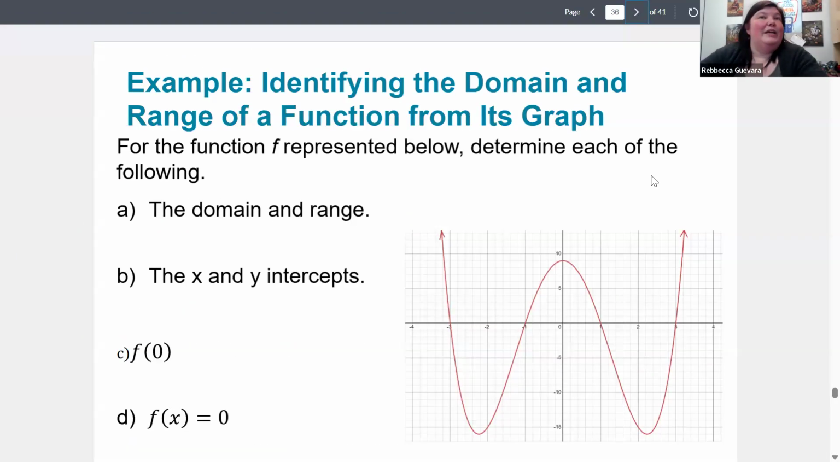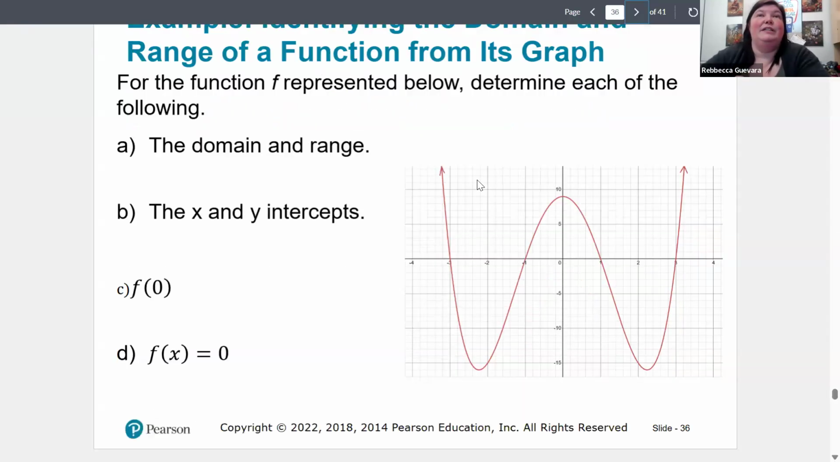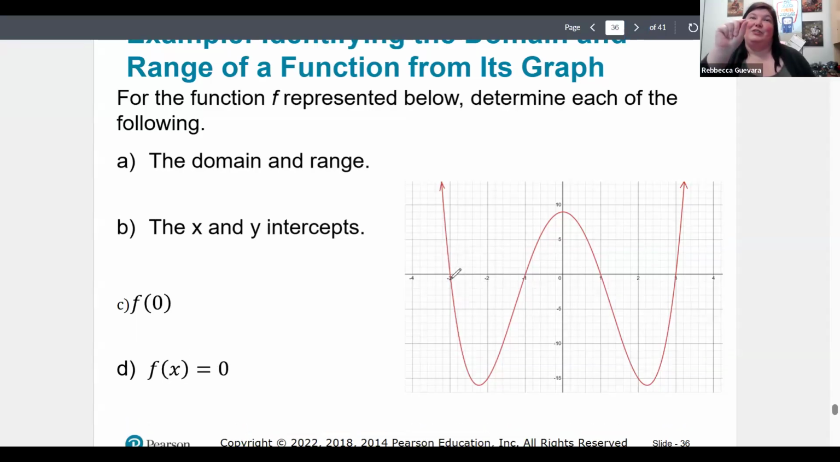So for the following, for the function f represented below, determine the domain and range. Then we're going to find the x and y intercepts, where f(x) is 0 and where x is 0. As a reminder, x-intercepts are where you intercept the x-axis, and y-intercepts are where you intercept the y-axis.